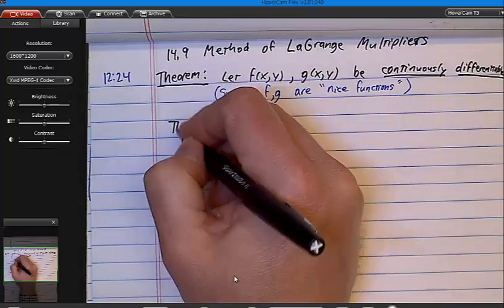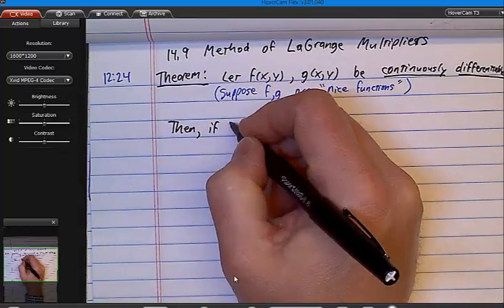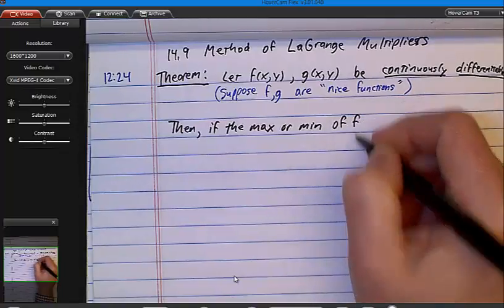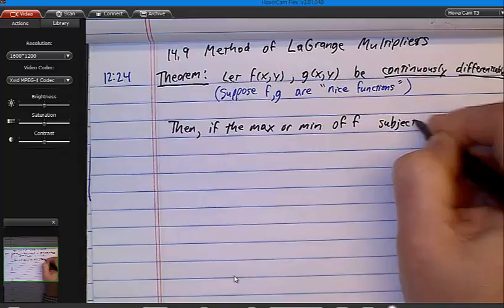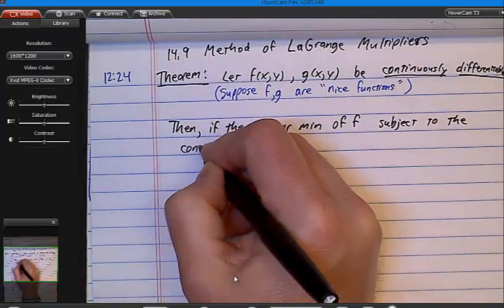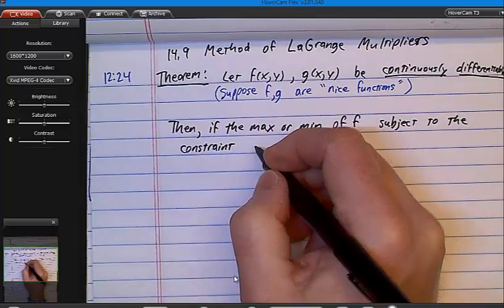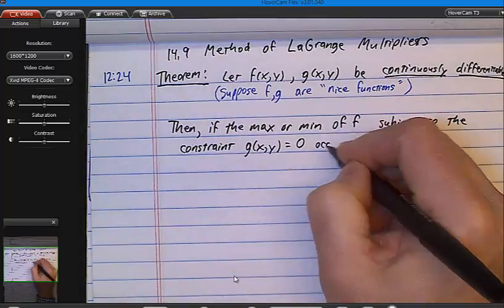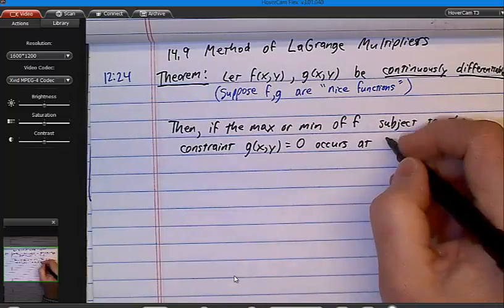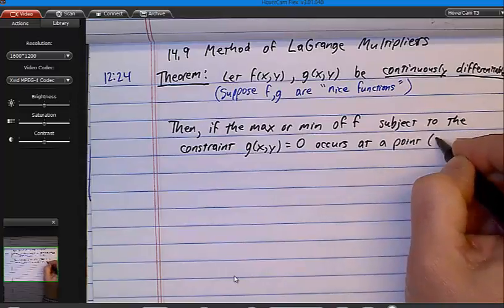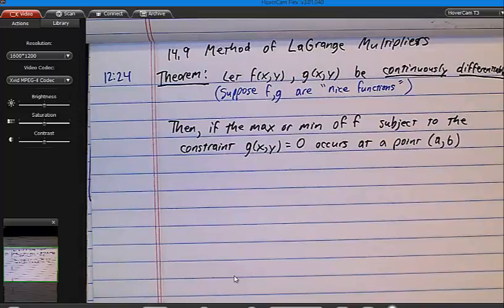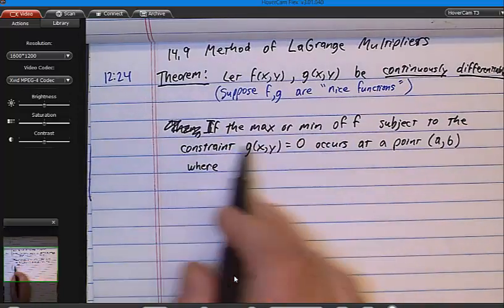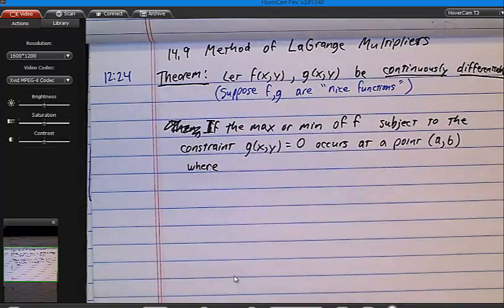So, if the max or min of f, subject to the constraint g(x,y) = 0, occurs at a point (a, b), where, and now what does this mean?